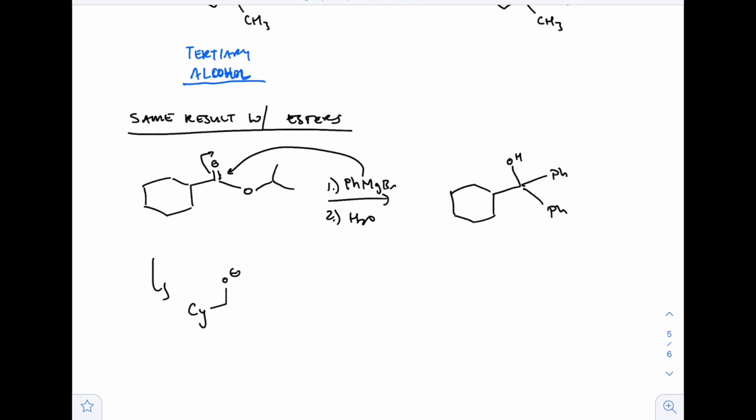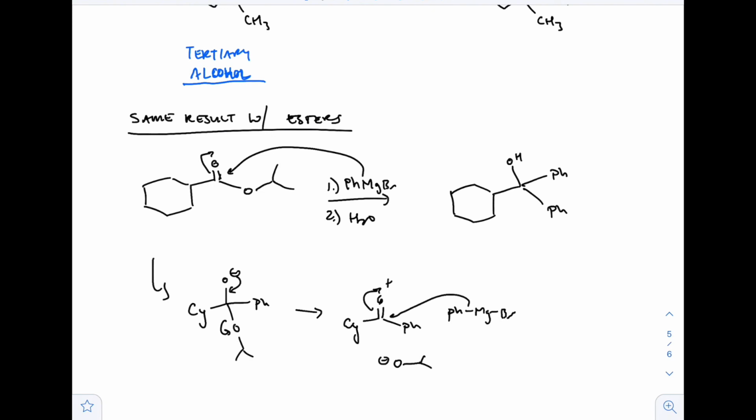So I'm going to abbreviate the cyclohexane ring with the Cy. And then the benzene ring is obviously the Ph, the phenyl. So we end up doing the same mechanism, right? You kick off that alkoxide, you end up with your ketone, and then you attack with another equivalent of phenyl magnesium bromide, that Grignard, and then you get it protonated, eventually getting to your tertiary alcohol in the end. Okay, so again, same mechanism.